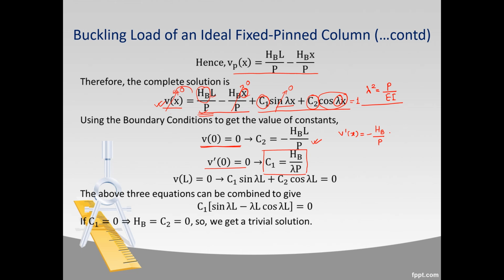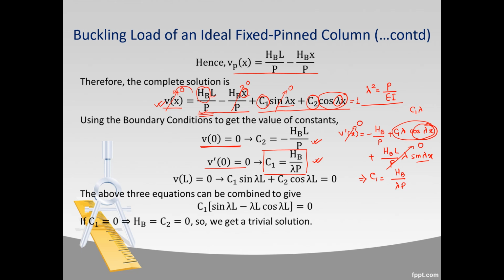C1 sin lambda x will be changed to plus C1 lambda into cos lambda x. We know the value of C2 here, minus HBL by P, and cos lambda x will be minus lambda sin lambda x, so minus minus plus sin lambda x. Now if you put x equals 0, this whole term will be 0 since sin 0 is 0. This whole term will be C1 into lambda since cos lambda 0 will be 1, and this will be 0. So if you take it to the other side, you will get the value of C1 as HB by lambda P. So this is the value of our constant.